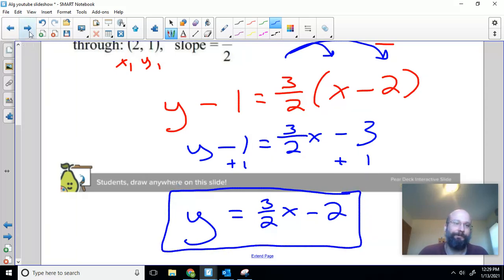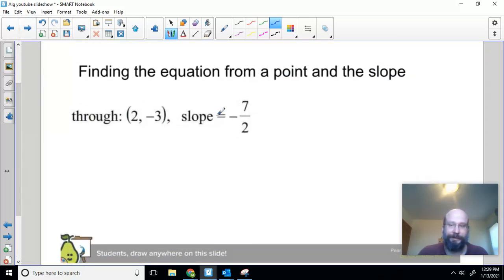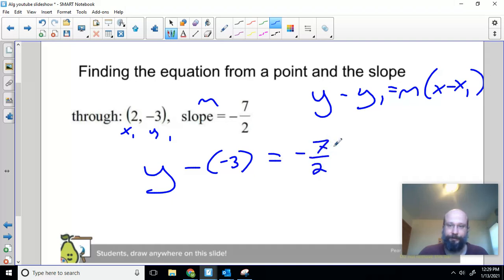I think I'll do one more. One more with a negative. So our formula again, y minus y1 equals the slope times x minus x1. And I'm just plugging in the numbers: x1, y1, and our slope. So y minus -3, right? Y minus our y1, which is -3, equals -7 over 2, because that's our slope, times x minus 2.